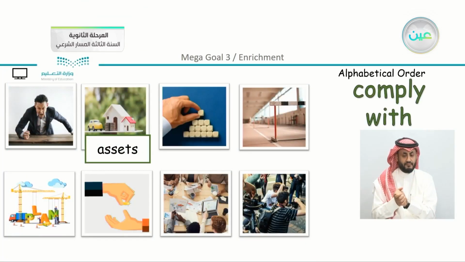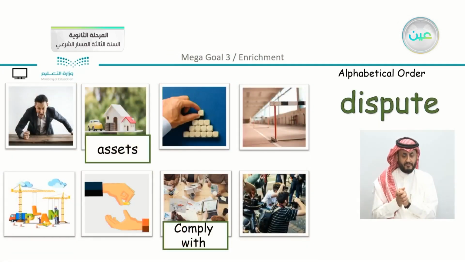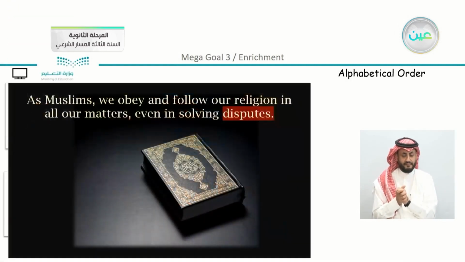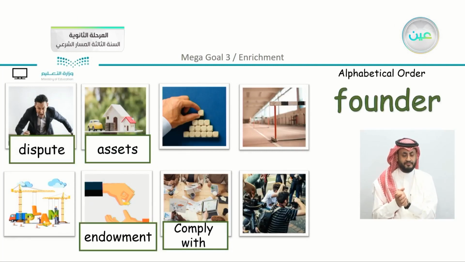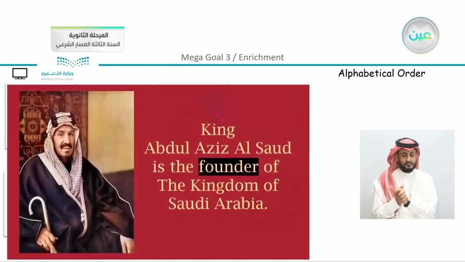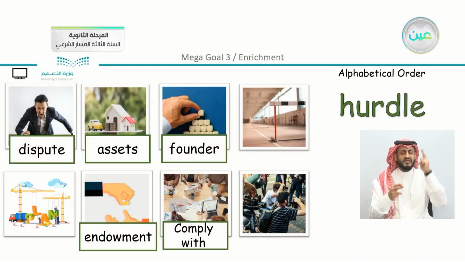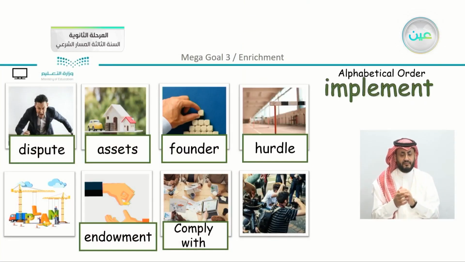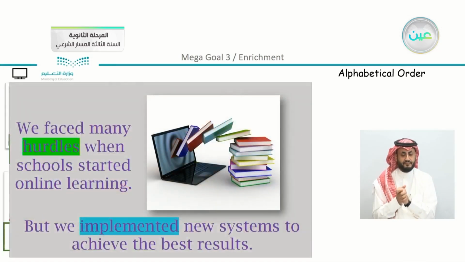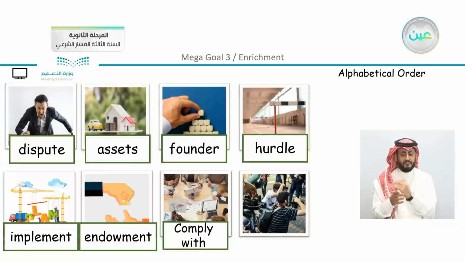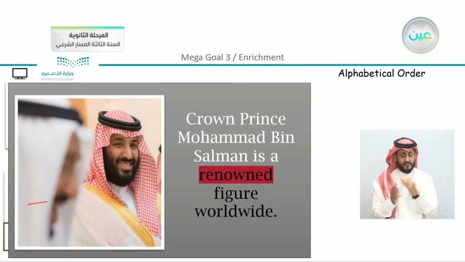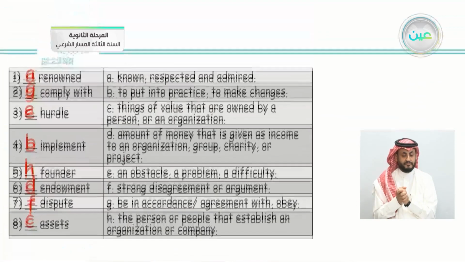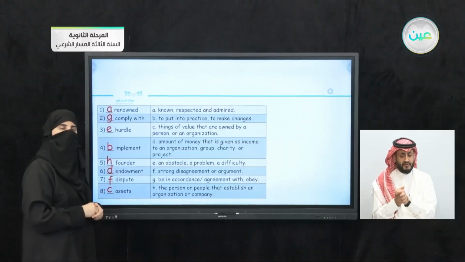Now if you can just recall the meanings, we have here comply with. We have also dispute. Also endowment. We have also the word founder. And as we have the example, King Abdulaziz Al Saud is the founder of the Kingdom of Saudi Arabia. Hurdle, implement, and the last word that is mentioned in our lesson is renowned. Now we have here, these are the words that are mentioned in the lesson here. And you can see that we had the exercise also done.